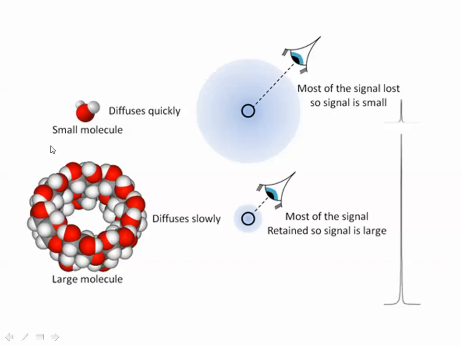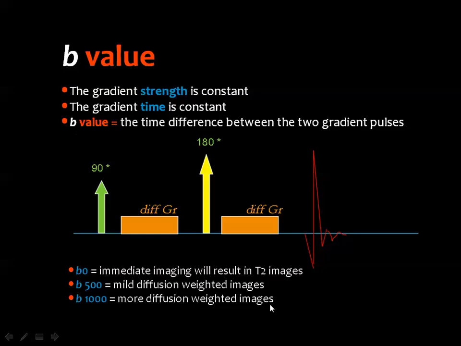Then small molecules will diffuse rapidly, and you get no signal, meaning diffusion free. Large molecules will diffuse very slowly, and you get an increase in signal, which means there is diffusion restriction.